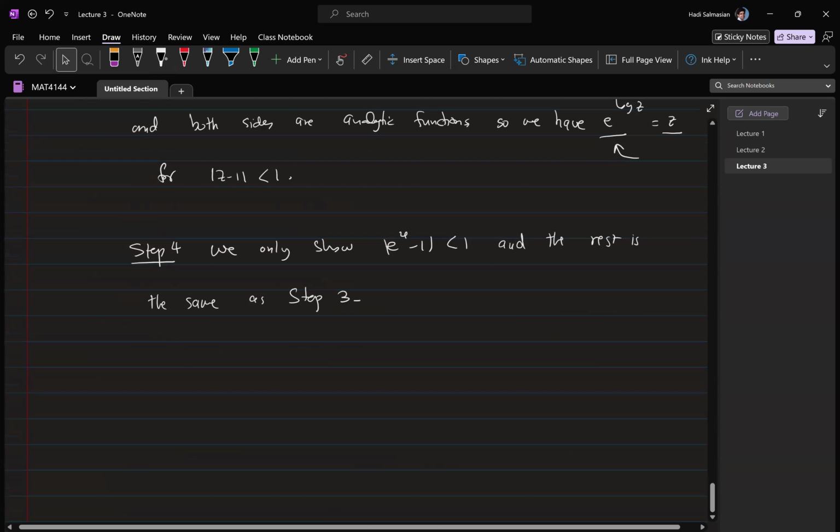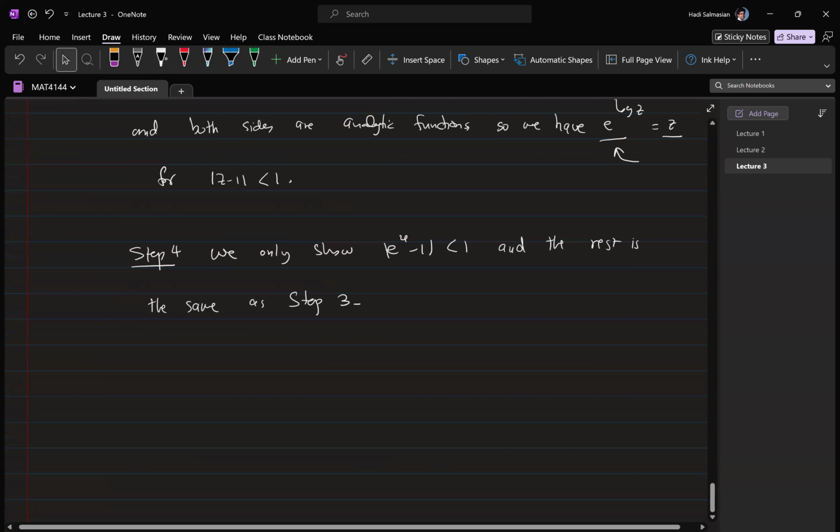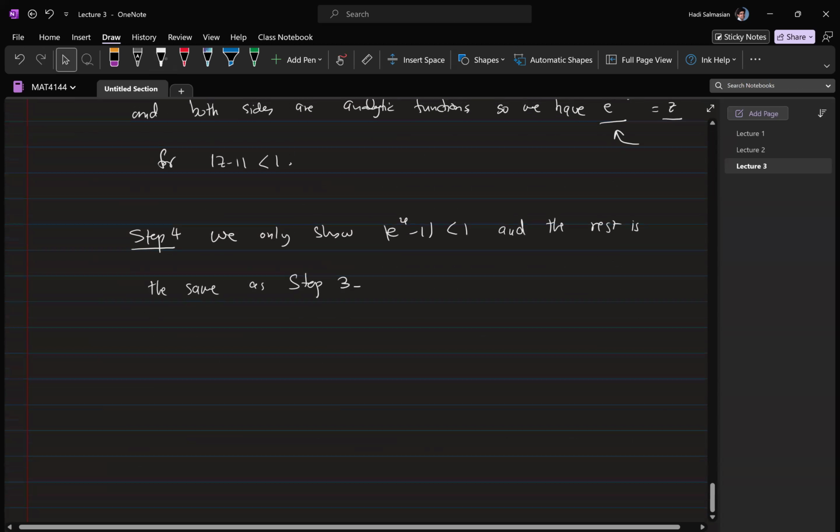Okay, but what about this relation? How do we prove this? Can you prove this? So e to the u minus 1, what's its absolute value? It's the absolute value of u, because well, the power series for exponential is always valid.